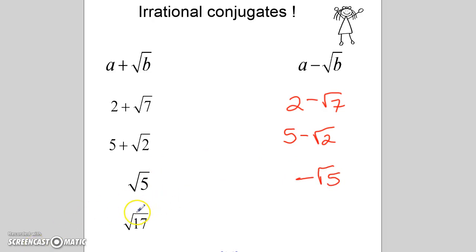All right, and now I want you to try it. You go ahead and tell me what is the conjugate of the square root of 17. Did I give you long enough? Did you say it was negative square root of 17? So when we're given one of these roots to figure out the conjugate, we just take the opposite sign.